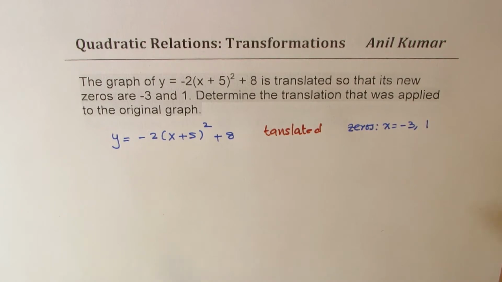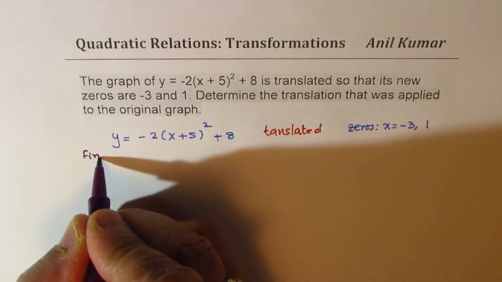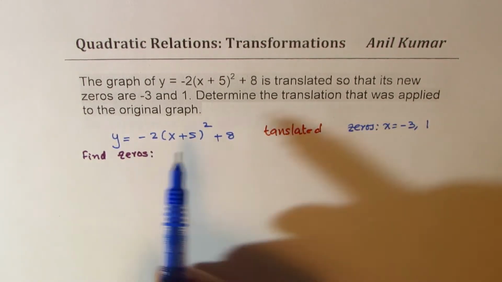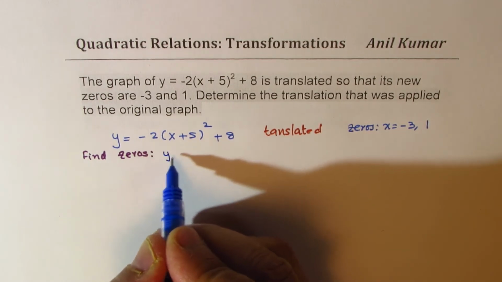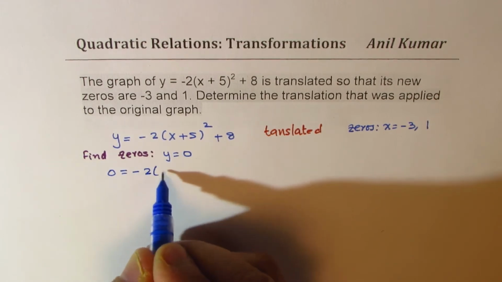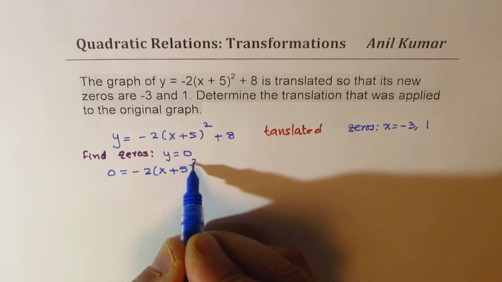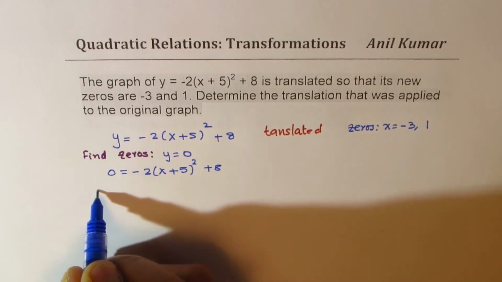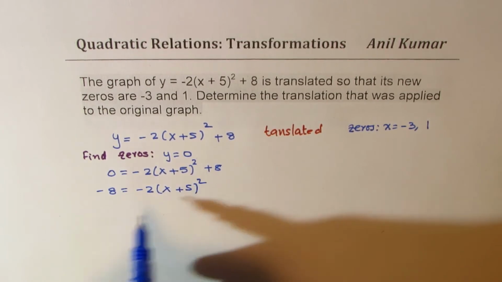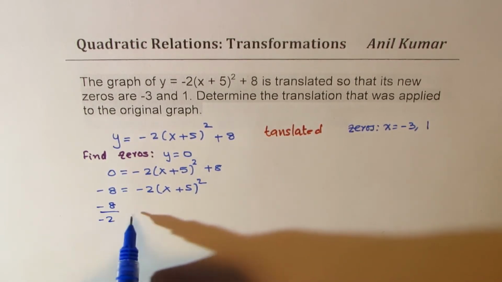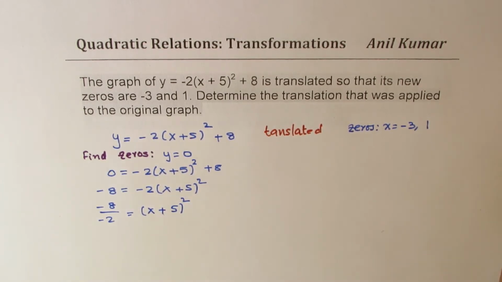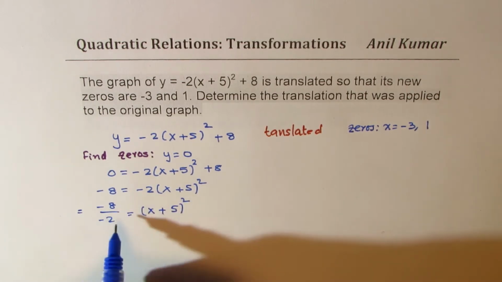How do you find zeros from vertex form? The step here is to find the zeros of the given equation. Zero means y equals 0, so we substitute 0 for y and solve for x. Bringing 8 to the left side, we get minus 8 equals minus 2 times (x plus 5) whole squared. Dividing by minus 2, we get (x plus 5) whole squared equals minus 8 divided by minus 2, which is equal to plus 4.